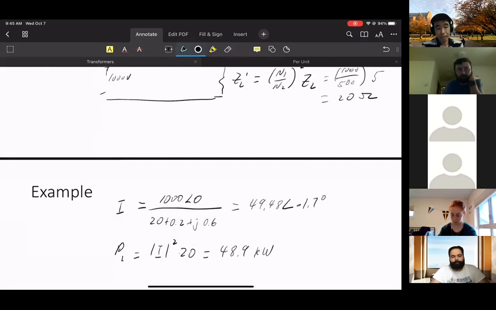The nice thing about the power calculation is that once you refer it to the primary, you don't have to refer it back to the secondary again, because power is conserved on both sides of the transformer. So delivering this 48.9 kilowatts to the load referred to the primary side is exactly the same as the power delivered to the load attached to the secondary. Power is conserved, so that's why it allows us to refer everything to the primary and do this sort of circuit calculation.